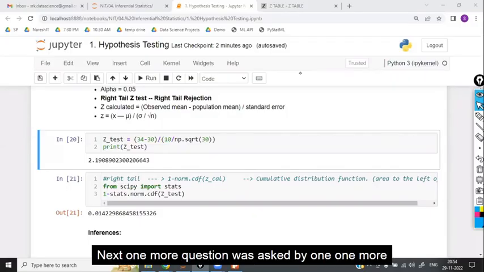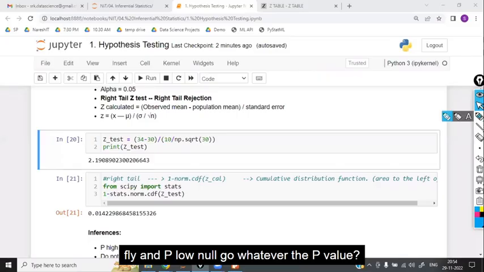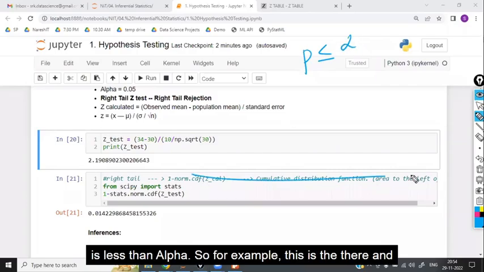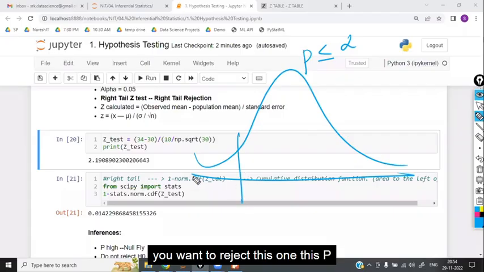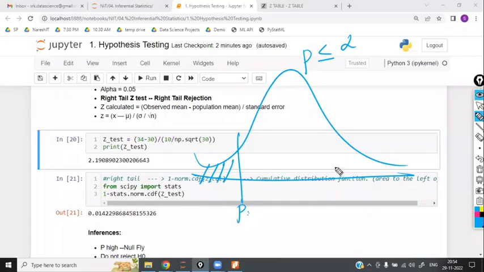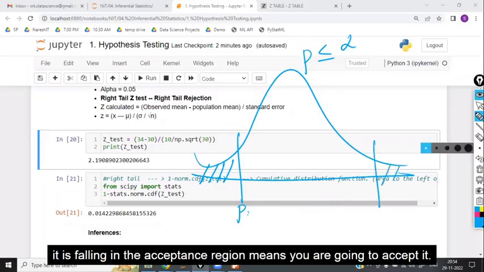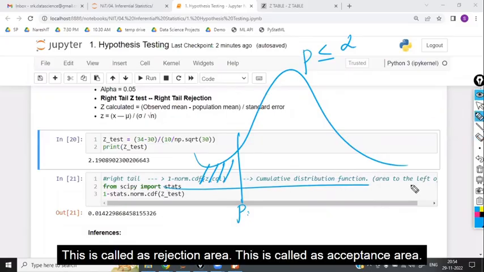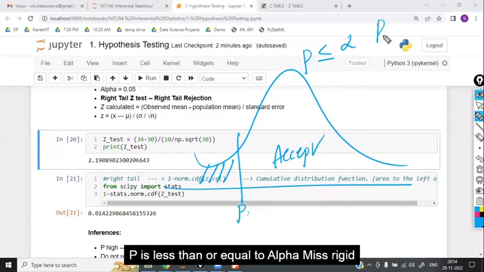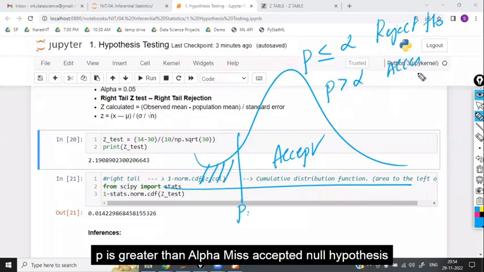Next, one more question was asked by a student: can you explain "p high null fly and p low null go"? Whatever p-value you get, if the p-value is less than alpha, meaning it is falling in the rejection region, you are going to reject. If it is falling in the acceptance region, you are going to accept. This is called the rejection area, and this is the acceptance area. P less than or equal to alpha means reject the null hypothesis. P greater than alpha means accept the null hypothesis.